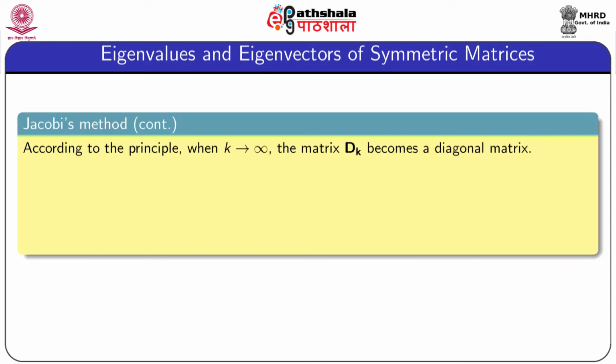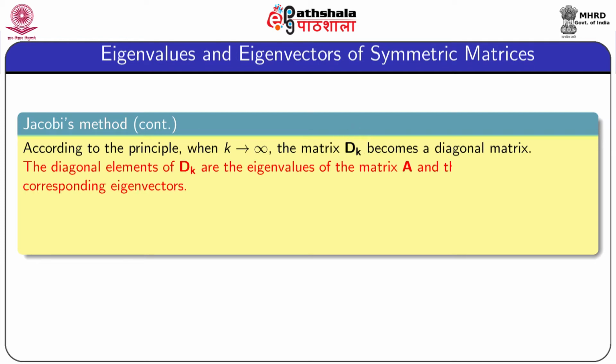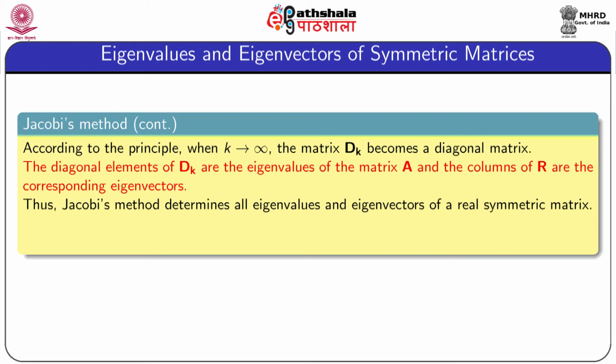According to the principle of Jacobi's method, when k is a large number or k tends to infinity, the matrix Dk becomes a diagonal matrix. The diagonal elements of Dk are the eigenvalues of the matrix A, and the columns of R are the corresponding eigenvectors. Thus, Jacobi's method determines all eigenvalues and eigenvectors of a real symmetric matrix.